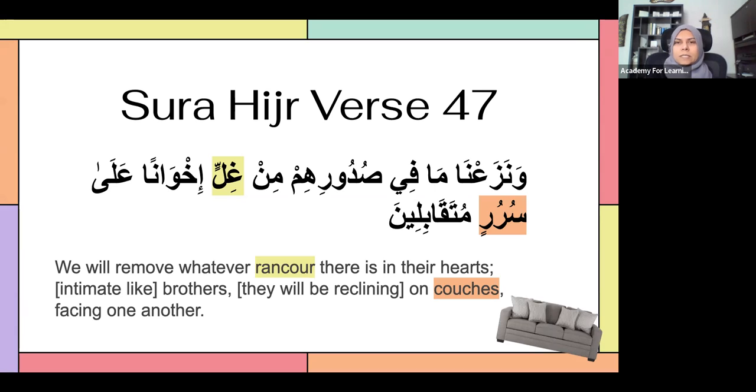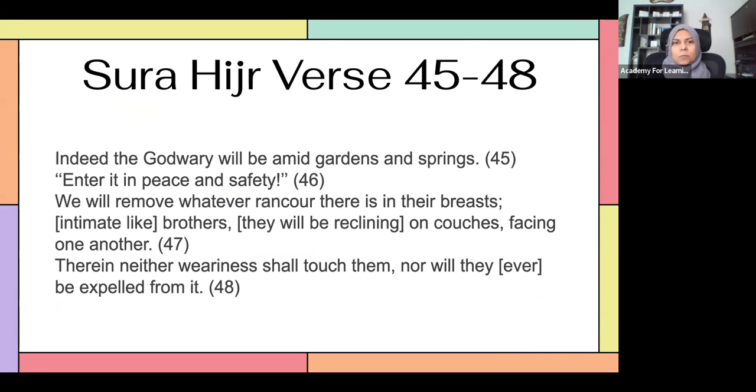Sabra, you can move on to the next slide so we can look at it in context as well, right? So another way of looking at it is we've got this verse, we've got the word, and then reading maybe a couple of verses before and a couple of verses after gives a wider picture of what Allah is trying to tell us. So again, indeed, the God-wary, the muttaqin, will be amid gardens and springs.